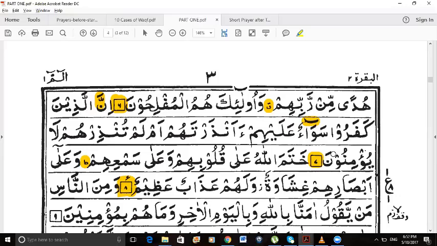Assalamu alaikum, 821. Wa alaikum salam. Can you please do this last verse for me, please? Okay.